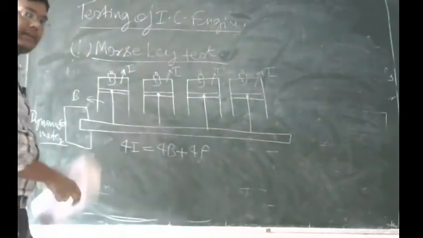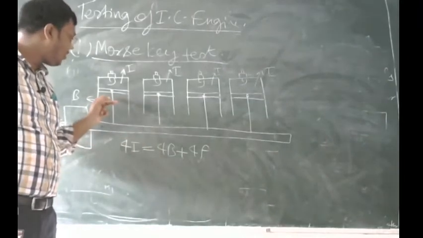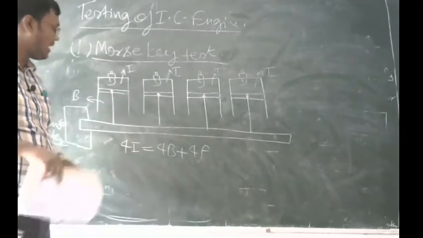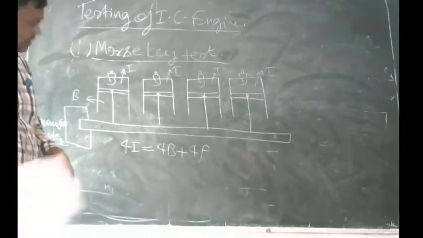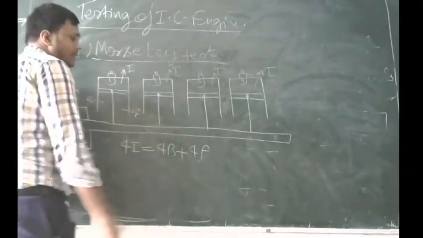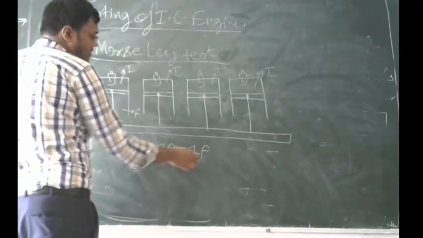Now why have we written 4F here? Because the frictional losses are from all these cylinders, not only from one cylinder. If from one cylinder the frictional loss is F, then from all the four cylinders the frictional loss would be 4F. So we will get this equation: 4I is equal to 4B plus 4F.